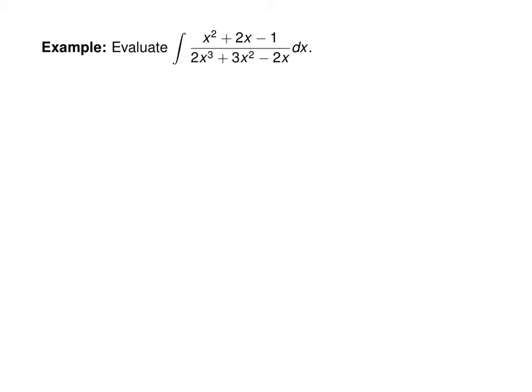So we are going to first factor the denominator. So take out a GCF of x, and we'll have x times 2x squared plus 3x minus 2, which then factors into 2x minus 1 times x plus 2.